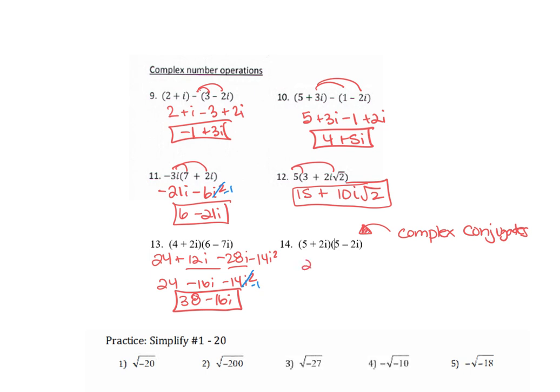5 times 5 would give me 25. 2i times 5 gives me 10i. Negative 2i times 5 is my negative 10i. And my 2i times negative 2i is negative 4i squared. So my 10i's just canceled. And on my 4i squared, I know that i squared is negative 1. And negative 4 times a negative 1 is a positive 4. So I have 25, sorry, 25 plus 4 should give me an answer of 29.